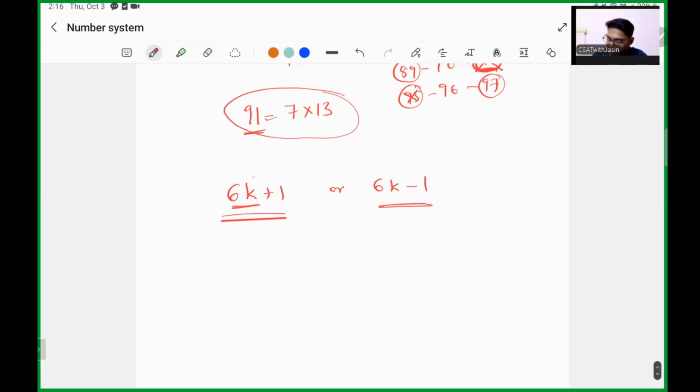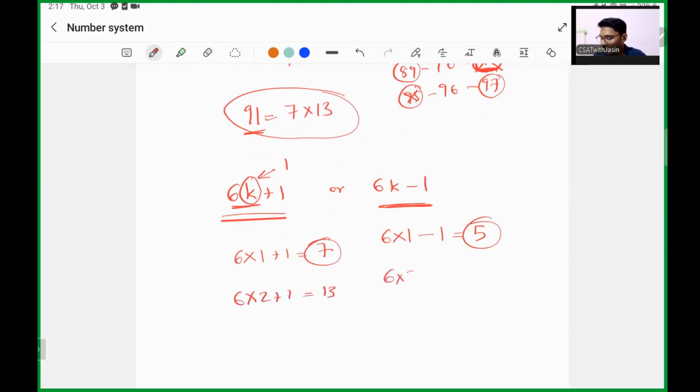For example, if I give k the value 1, that becomes 6 into 1 plus 1, which gives 7. And 6 into 1 minus 1 gives 5. So 5 and 7 are prime numbers. Now if I give k the value 2, it is 6 into 2 plus 1, that is 13, and 6 into 2 minus 1, which is 11. So 11 and 13 are prime numbers. So all the prime numbers other than 2 and 3, you can write as either 6k plus 1 or 6k minus 1.